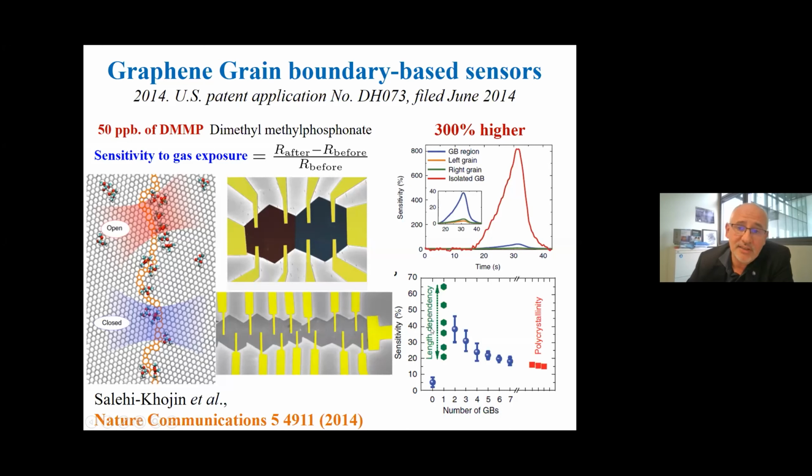And actually, this graph is also interesting because you see that the sensitivity, which was gigantic initially, will drop by increasing the number of grain boundaries. This is shown in this device, but still, at the end of the day, you keep a decent sensitivity of 20%. And this is really only due to the nature of the grain boundary and the fact that they can probe some chemical interaction, and you can have an electrical readout.